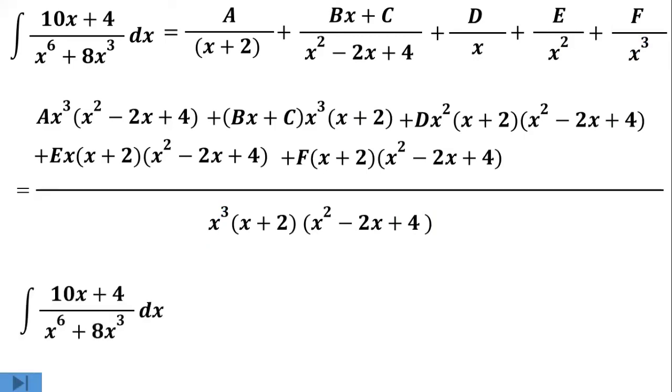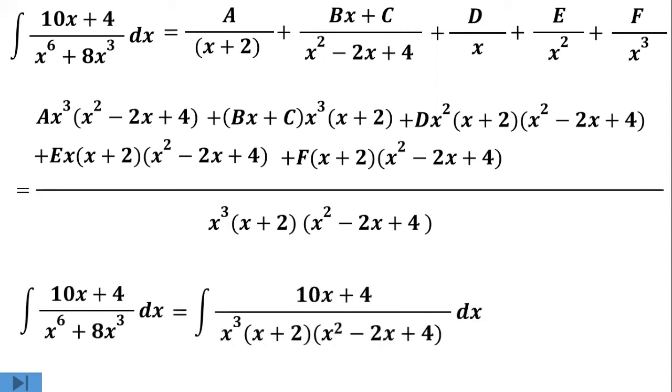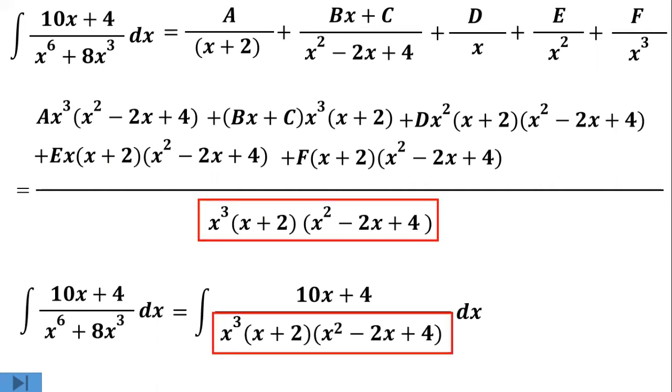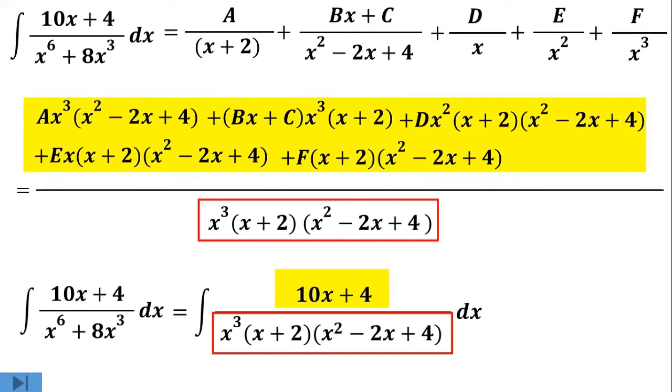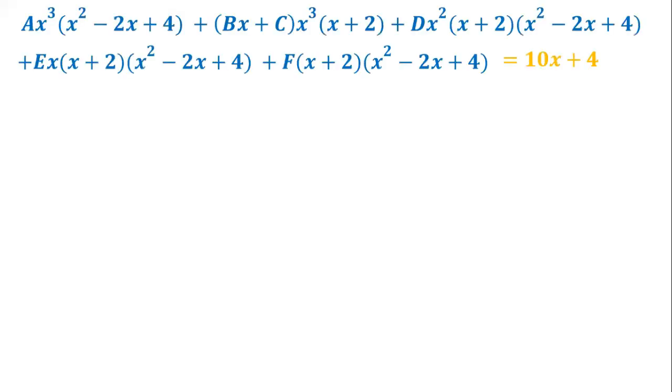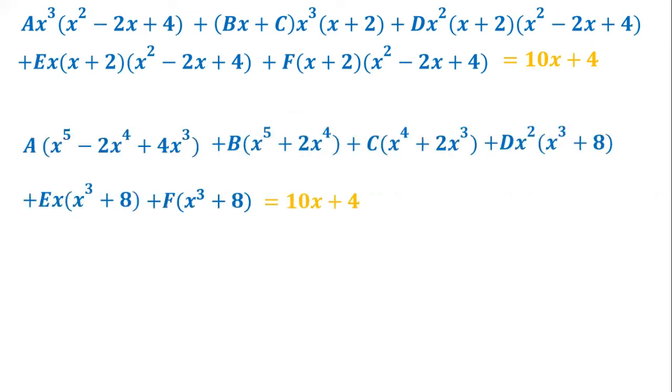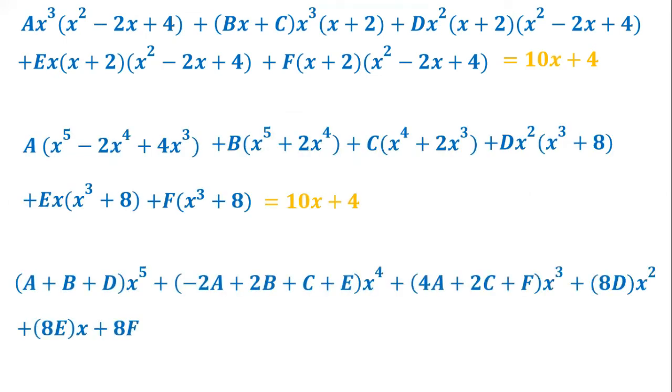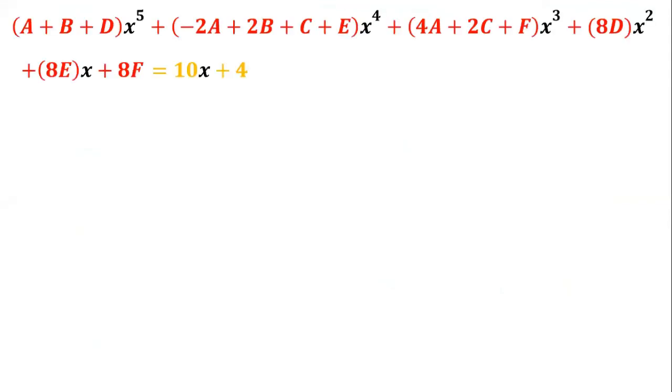And also we have the original integral equal to integration 10x plus 4 over the same common denominator. So the numerator must be the same. So we have the left hand side equal to 10x plus 4. And we are going to regroup the left hand side so that it will be like this. And the left hand side is equal to 10x plus 4. And as we said before, if two polynomials are equal, then the coefficients must be equal.